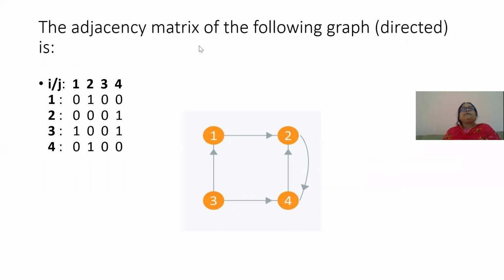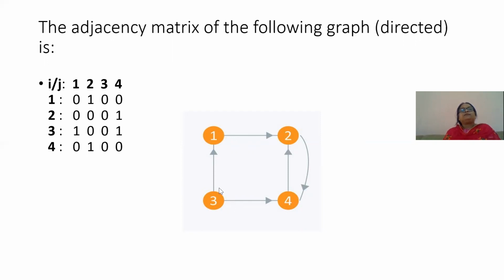The adjacency matrix of a directed graph. It means there is an edge from 1 to 2, not 2 to 1. So 1 to 1, 0. 1 to 2, 1. 1 to 3, no edge. It is 3 to 1. 1 to 4, no edge. 2 to 1, no edge. This is 1 to 2. 2 to 2, 0. 2 to 3, 0. 2 to 4, there is an edge, so put 1.